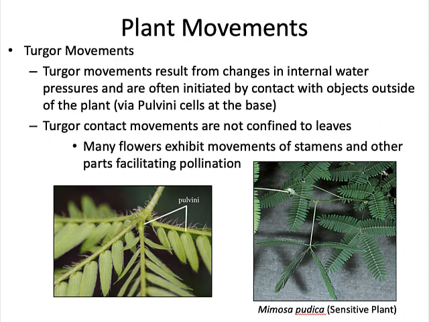Turgor contact movements, however, are not just confined to leaves. Many flower parts also exhibit movement of stamens or other sexual reproduction parts that facilitate pollination.